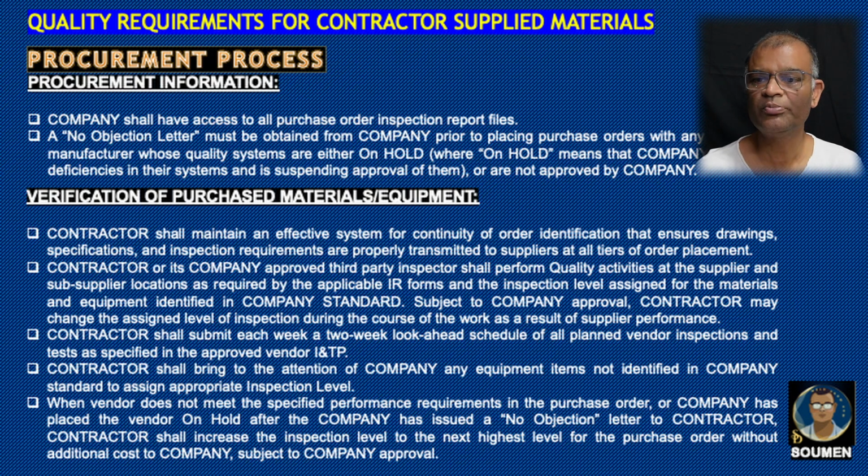When a vendor does not meet the specified performance requirement in the purchase order, company places the vendor on hold. This hold means this vendor might not proceed, or contractor shall increase the inspection level to the next highest level for the purchase order without additional cost to the company, whichever is more feasible.